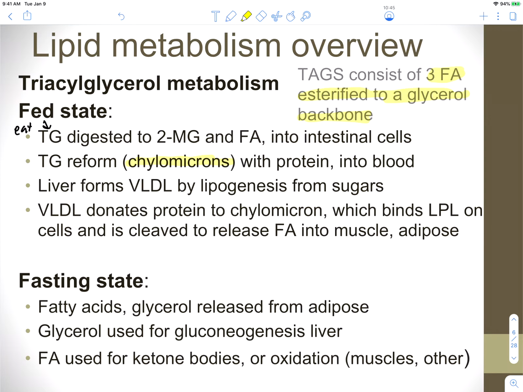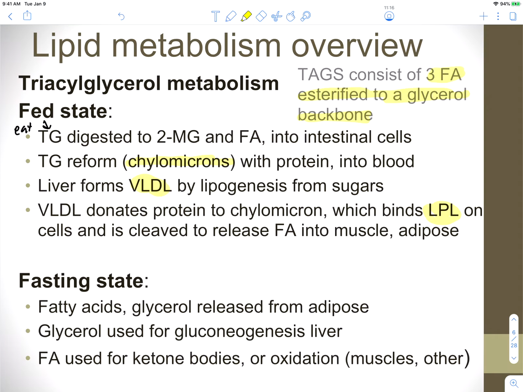The liver will form very low density lipoproteins, and this is by lipogenesis, making fat from sugar. Very low density lipoproteins are going to donate proteins to chylomicrons, and then they're going to bind to lipoprotein lipase on cells. Typically, this is going to be in adipose tissue. And also fat and muscle cells have these, so they can break down triacylglycerols and use the free fatty acids.